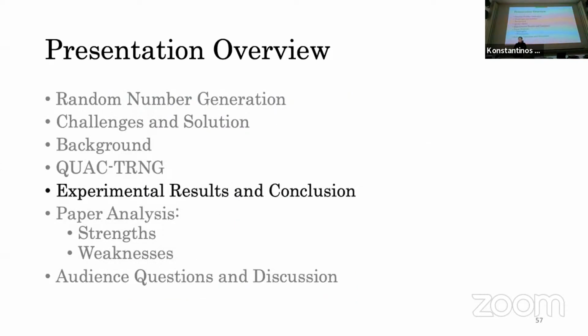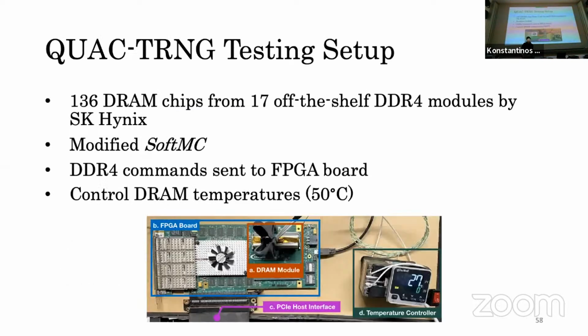Now let's have a look at the experiments that the authors of the paper have performed with QUAC, the results that they have achieved, and the conclusions they have drawn from those results. First, this is the testing setup. In total, 136 DRAM chips from 17 off-the-shelf DDR4 modules by the manufacturer SK Hynix were tested. The authors have used a modified version of softMC to issue DDR4 commands directly to the DRAM from an FPGA board. The experiment was also temperature controlled at 50 degrees Celsius.